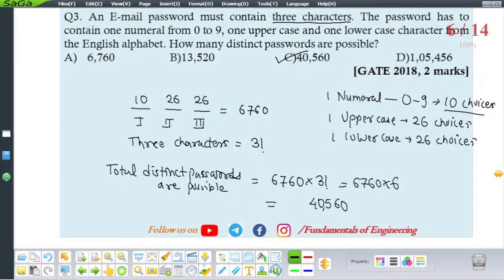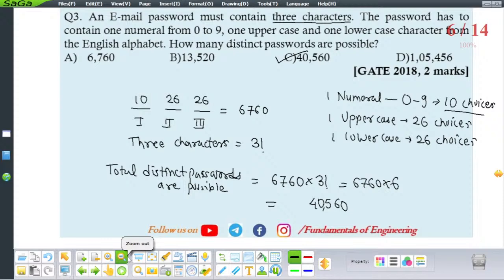So remember and understand the problem in aptitude. That is the most important. You have to understand the problem, what they have given and what they want to calculate. So these are the possible choices, and 3 characters we can write in 3 factorial ways. So the total distinct passwords which are possible, that is nothing but 40,560. 40,560 can be possible.